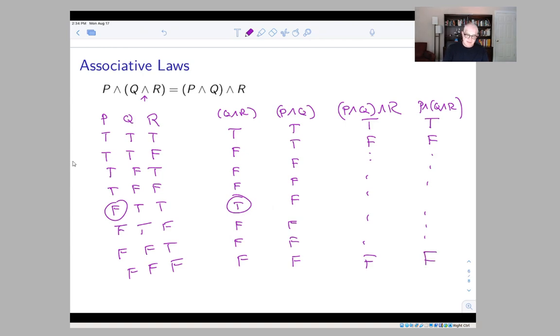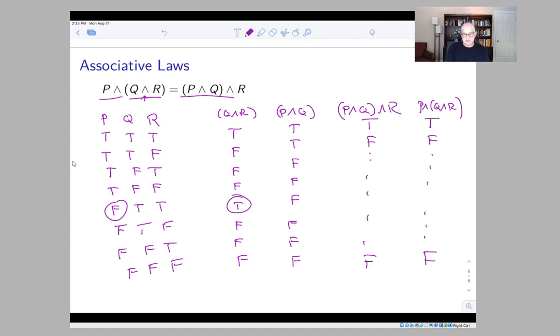So the only way P and Q and R can be true is when you would expect, if all three statements are true. If even one of them is false, then it's false. And what we've checked now is that it doesn't matter whether you first figure out Q and R and then do P and that, or whether you do P and Q and then do and R. So that's an associative law.